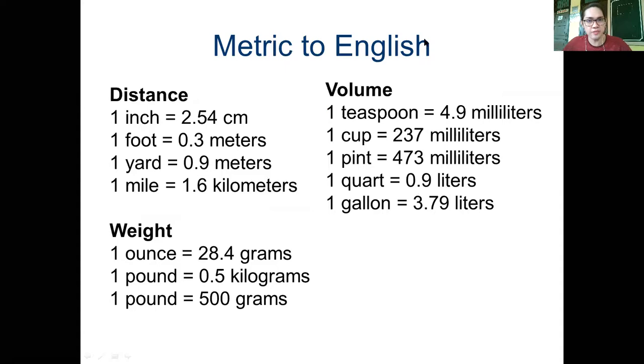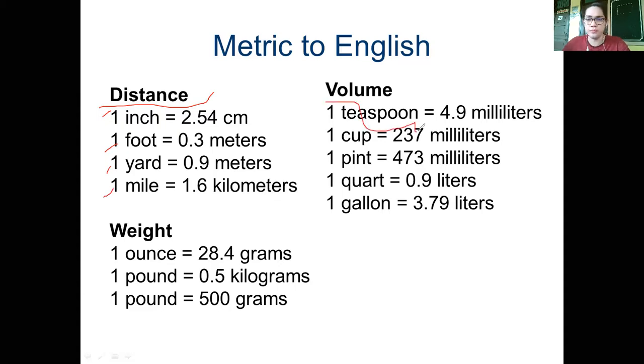So we have here the metric to English, some values that we can use in conversion from metric to English. I want you to memorize the values. Let's start with distance. 1 inch is equivalent to 2.54 centimeters. 1 foot is 0.3 meters. 1 yard is 0.9 meters. And 1 mile is 1.6 kilometers.